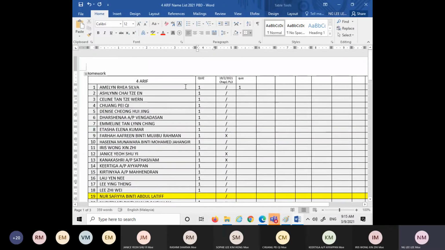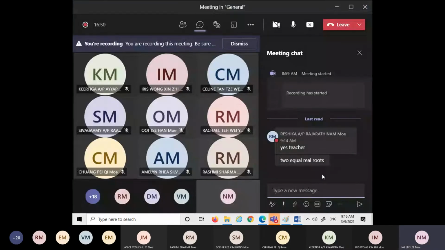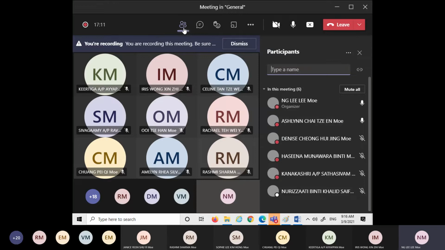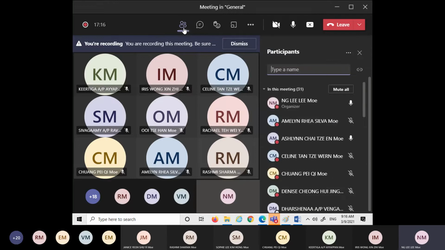I think yesterday I called the first girl. So the second girl is Ashlyn. Ashlyn, can you give me the second type? Ashlyn? Two real different roots. Okay, two real different roots.